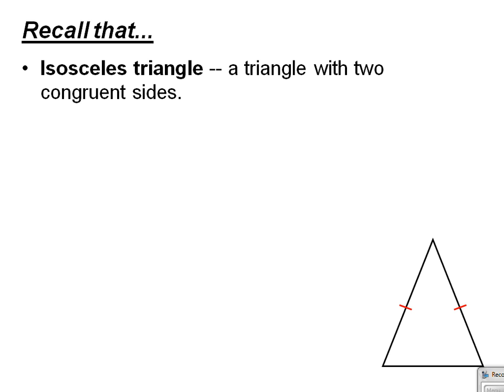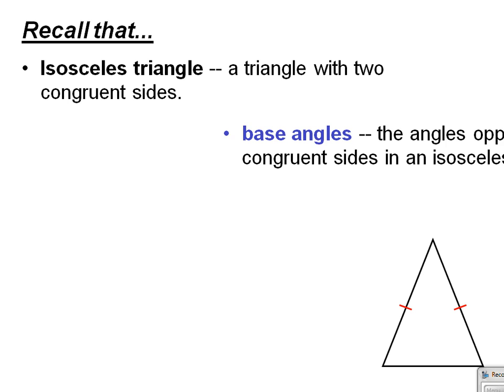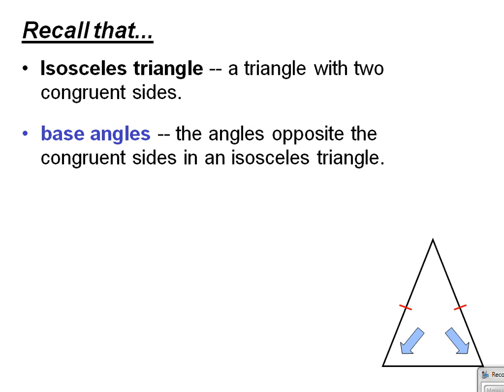First of all, recall that an isosceles triangle is a triangle with two congruent sides, exactly two congruent sides. And in addition, base angles are angles opposite congruent sides in an isosceles triangle. Today's conjectures depend on remembering these two vocabulary terms.